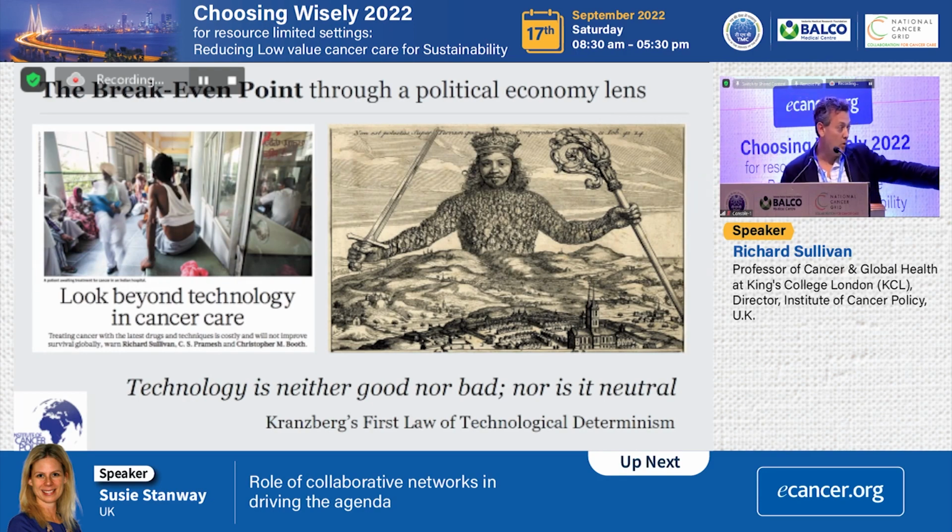And he came up with a whole load of different laws. And his first law of technological determinism is that technology is neither good nor bad, nor is it neutral. And it was really good because it's a challenge. It basically says, look, it's terrific having all these medicines, but really within the political economy space, what you need to do is work out how on earth you're going to deliver them in a way which is affordable and equitable and in the future sustainable.